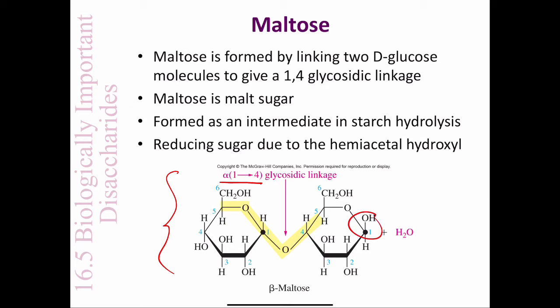Disaccharides that do not contain a hemiacetal group at carbon 1 do not react with the Benedict's reagent and are called non-reducing sugars. What that means is if you were to take this hydrogen here, if you were to convert that into any kind of R group, then you would have an acetal here, and then you would convert this into a non-reducing disaccharide. Again, in order to be a reducing sugar, you've got to have a hemiacetal.